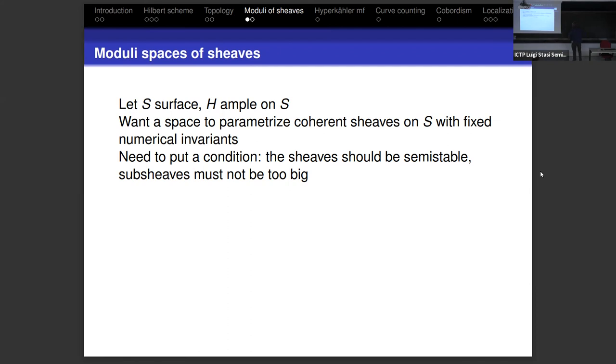So now we'll briefly talk about moduli spaces of sheaves. S is a surface. We want a space which parametrizes coherent sheaves on S with fixed numerical invariants like the fixed Chern classes. Such a space will not exist, at least not as an algebraic variety. But we have to put a condition: we want the sheaves to be semi-stable. That basically means that the sub-sheaves, so if you think of bundles, the sub-bundles shouldn't be too big. They shouldn't have too many sections.